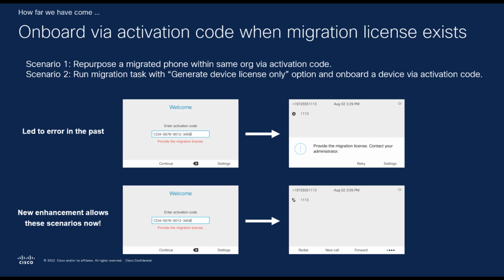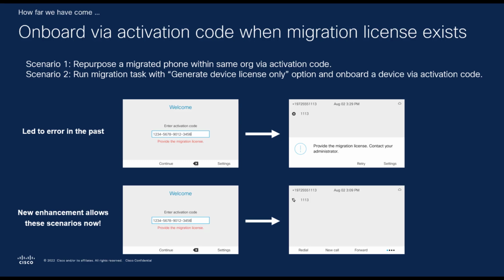In this short video, we're going to look at the fact that activation code onboarding will work for migrated phones, whether or not they are factory reset. So this provides more flexibility about how you deploy your migrated phone. If you are migrating your enterprise phone for the first time or repurposing it to another user within the same organization, you can use activation code onboarding.